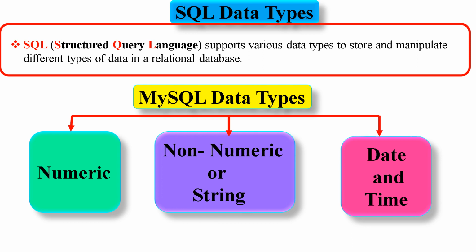SQL, Structured Query Language, supports various data types to store and manipulate different types of data in a relational database. In SQL, each column of the table is assigned a data type which conveys the kind of value that will be stored in the column. Within MySQL, data types are organized into several categories, including numeric, non-numeric, often referred to as string types, date, and time types. While MySQL offers a wide range of data types under each of these categories, we will concentrate on some commonly used data types in MySQL.